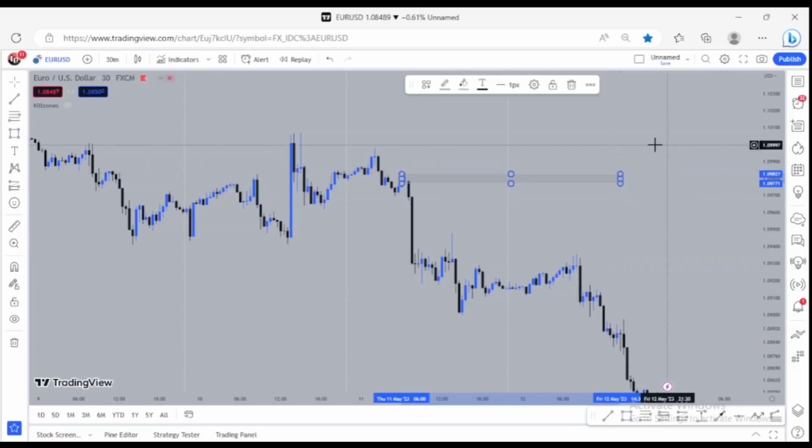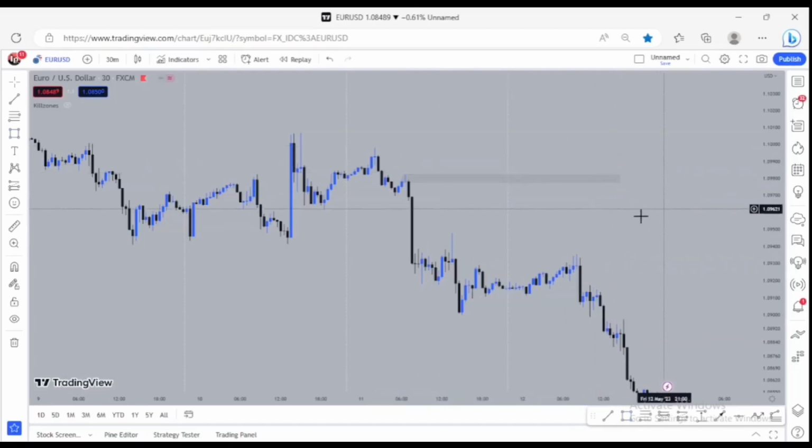Supply and demand is always very effective when it's still fresh. What do I mean by fresh? It means no candle has touched it, penetrated it or mitigated it. This is called a supply zone. We also have two types of supply and demand zones.